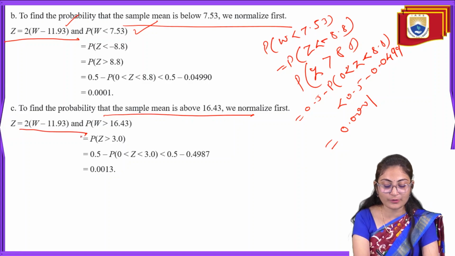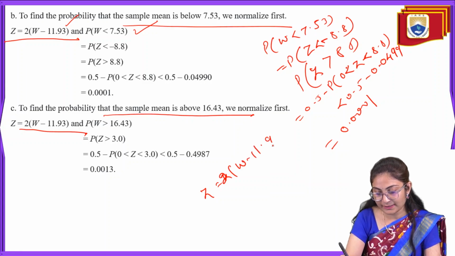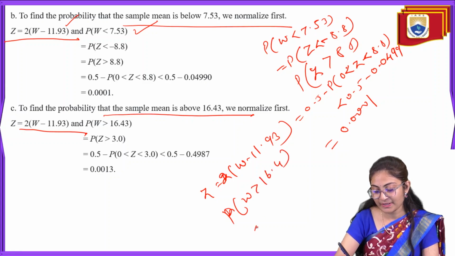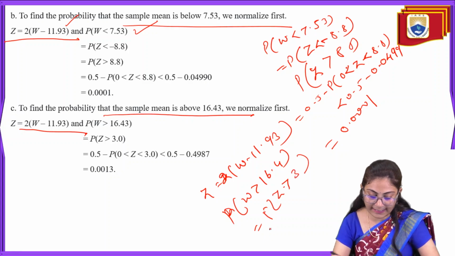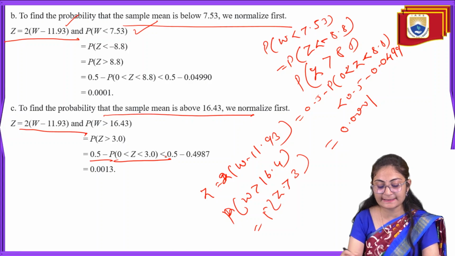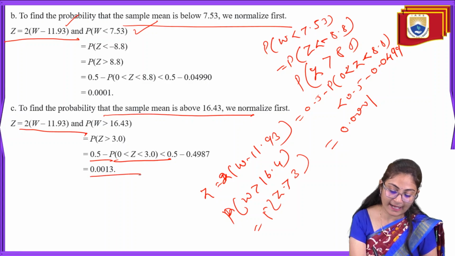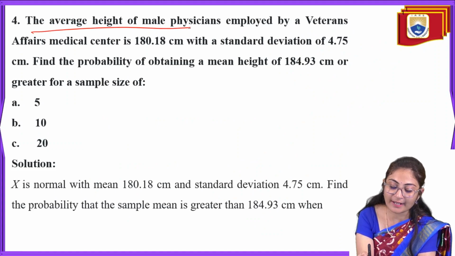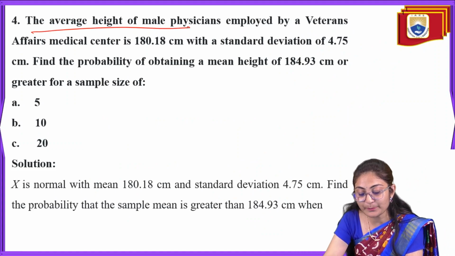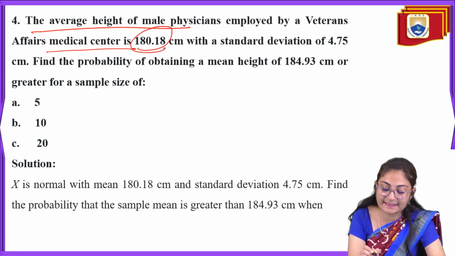Then find the probability that the sample mean is above 16.43. Again we have to normalize it. Z is equal to 2 into W minus 11.93, and P is equal to P of W greater than 16.43. Then P of Z greater than 3, and again 0.5 minus P of 0 less than Z less than 3, which is 0.5 minus 0.4987, and we will get 0.0013.